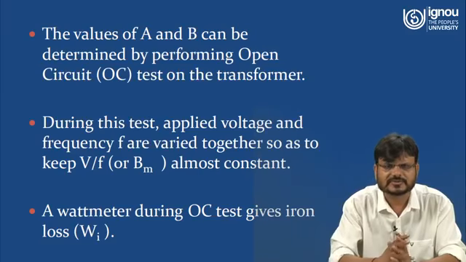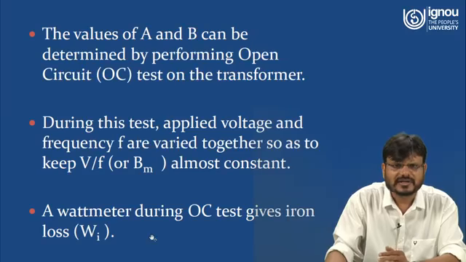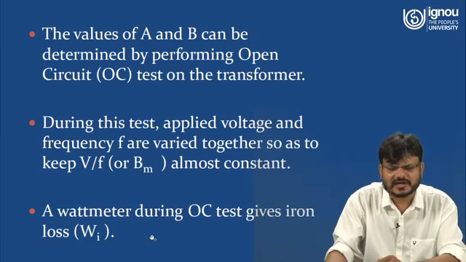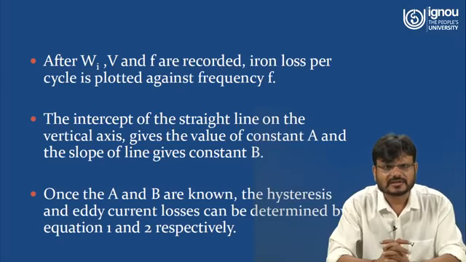After 2 or 3 slides we will discuss how the open circuit test and short circuit test are performed. During this test, the applied voltage and frequency F are varied together so as to keep V by F, or you can say flux density, almost constant, and the wattmeter during the open circuit test gives the iron losses. After taking the readings of the iron losses, voltage and frequency, the iron loss per cycle is plotted against the frequency F.